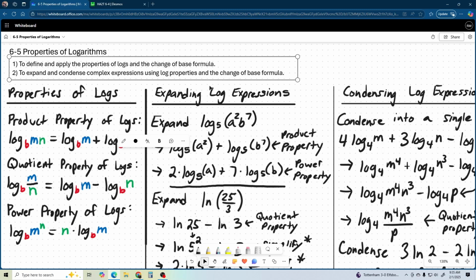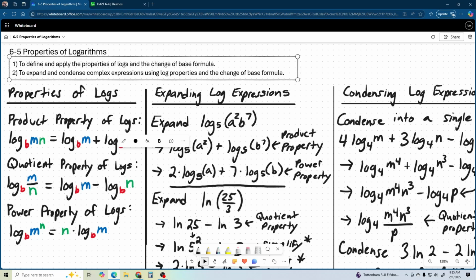Hello everybody. Today we're doing 6-5, properties of logs. We are going to define and apply the properties of logs and the change of base formula. And we're going to expand and condense complex expressions using log properties and the change of base formula.